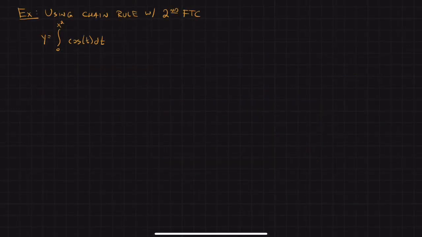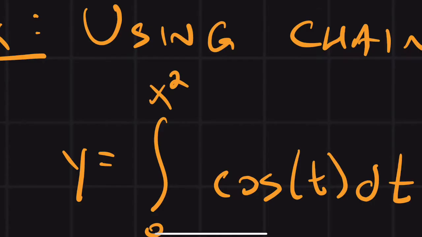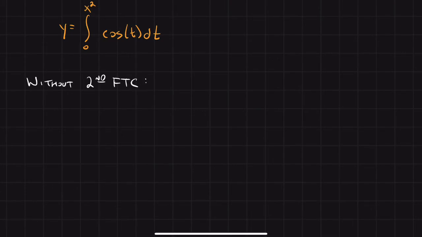Let's say that y is equal to the integral from 0 to x squared of cosine of t dt. Notice that the top boundary is more complicated than just an x. In this case, it's x squared. Here's how we would solve this without using the second fundamental theorem of calculus. We first evaluate the integral.